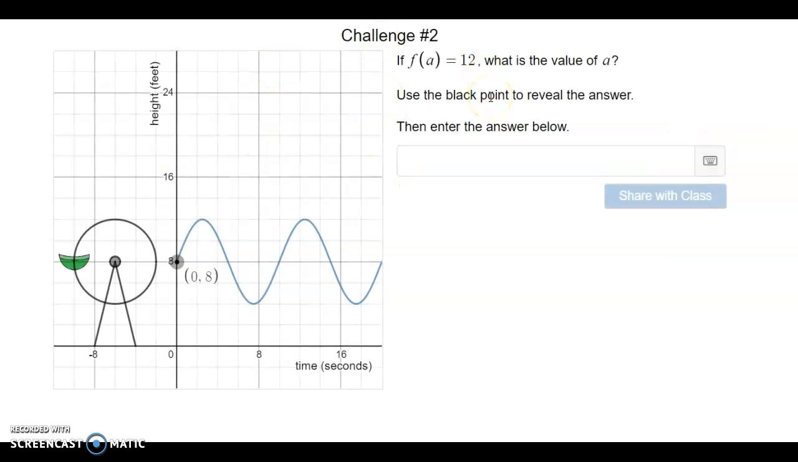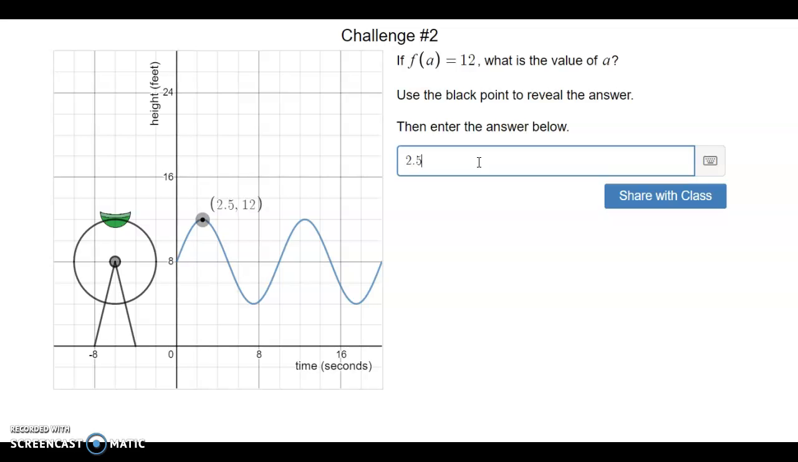So now, number 2, if I needed to figure out how many seconds it takes for the Ferris wheel to be 12 feet tall, what I'm going to do now, instead of looking for 12 on the x side, I'm going to be looking for 12 in the y category. So my height, I need to look at where it's going to be at 12. Oh, there we go. So it's going to be at 12 at 2.5 seconds.